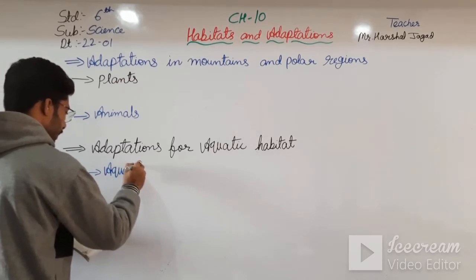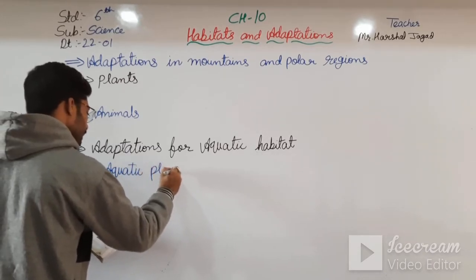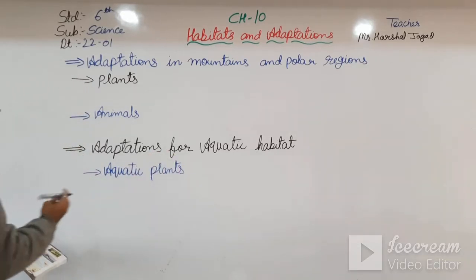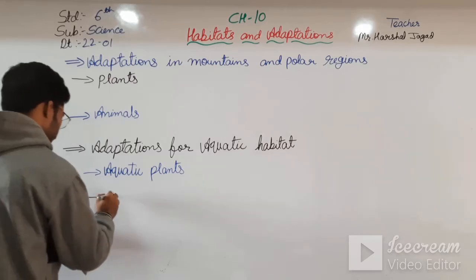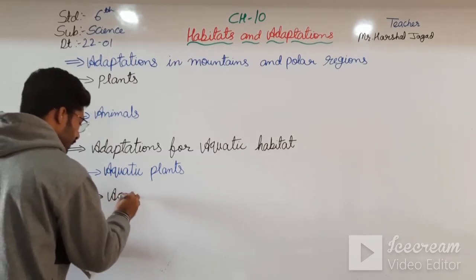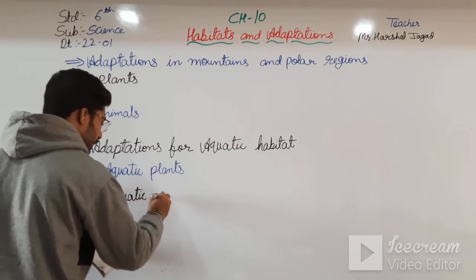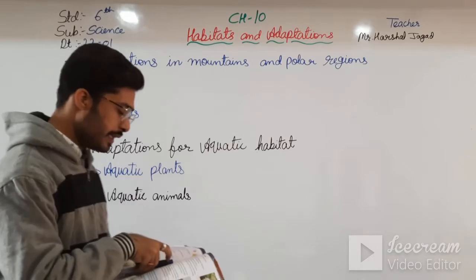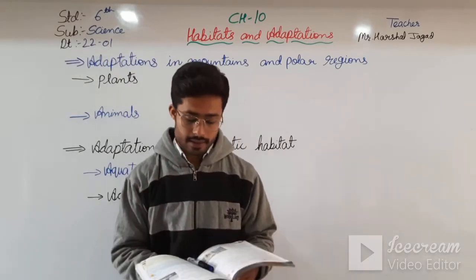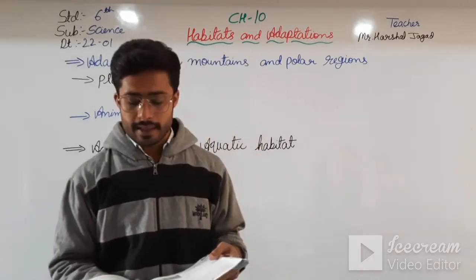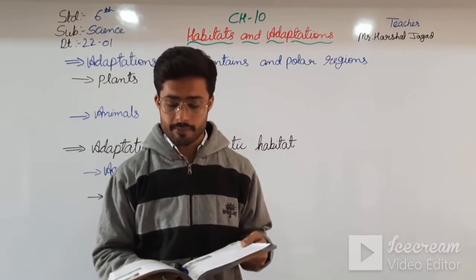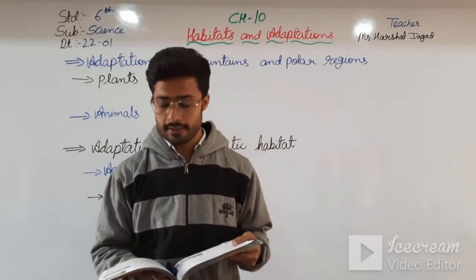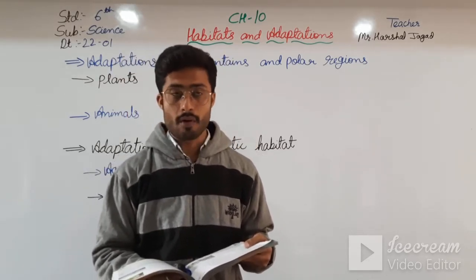Aquatic plants, and then comes aquatic animals. Here, water birds such as ducks and geese have webbed feet that act like paddles and help them in swimming. Also, the bodies of these birds produce an oil that keeps their feathers waterproof.